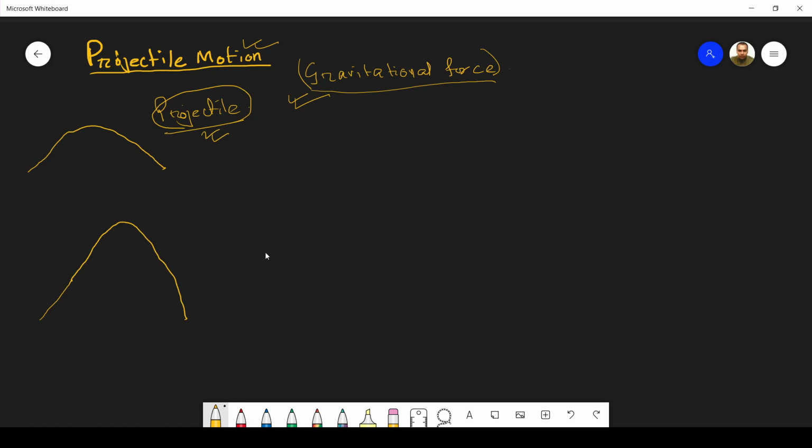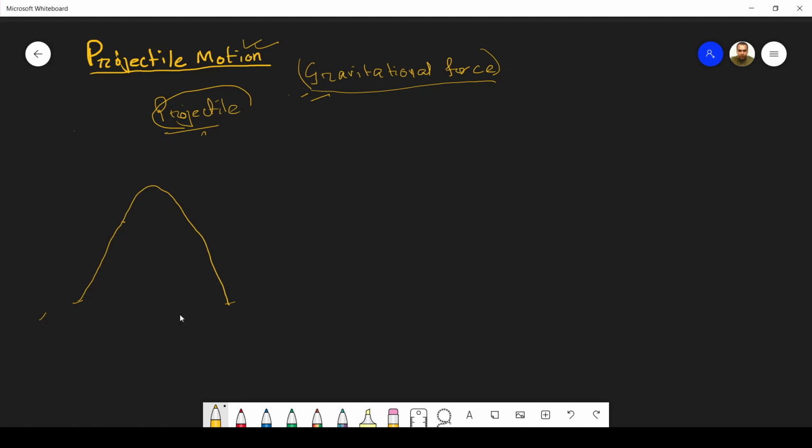Let me try to draw a better parabola. Suppose you throw an object, something like this. It goes to a certain height, a certain distance, and again falls to the ground. This is the ground. You start from here and the object falls on the ground. This parabolic shape is the path of a projectile.